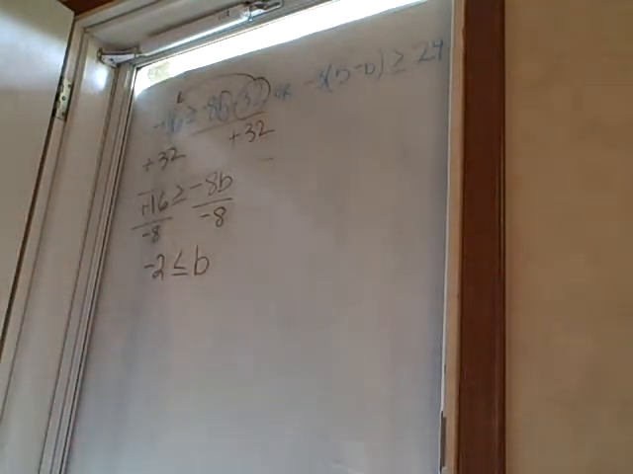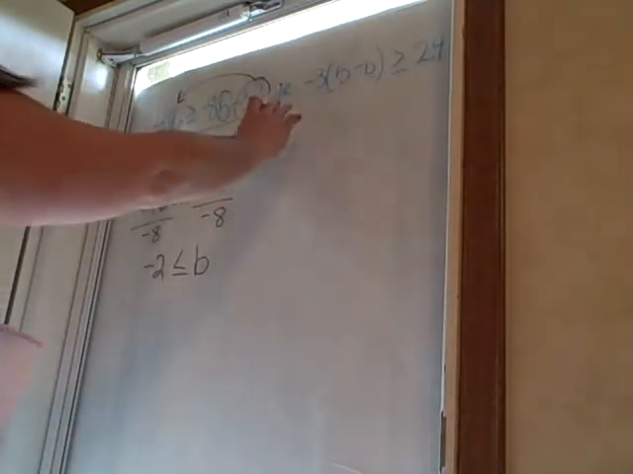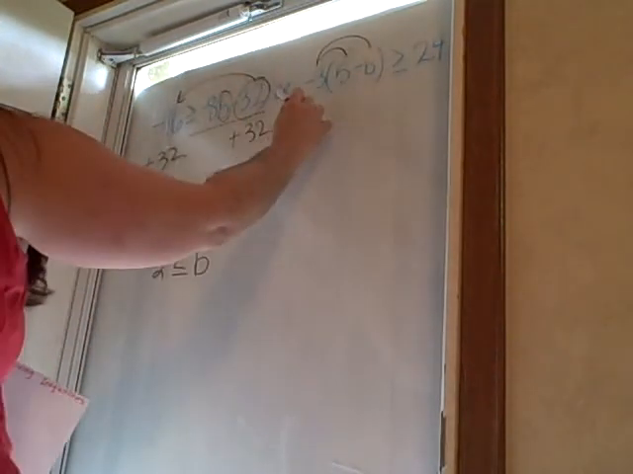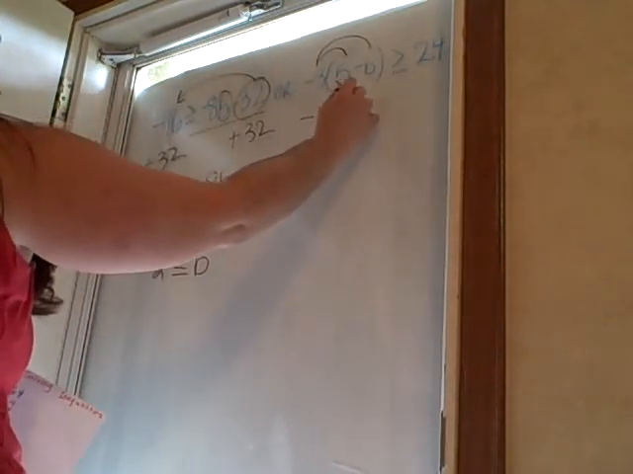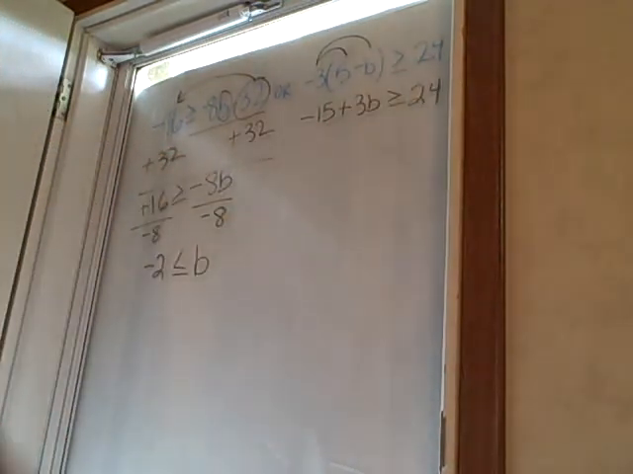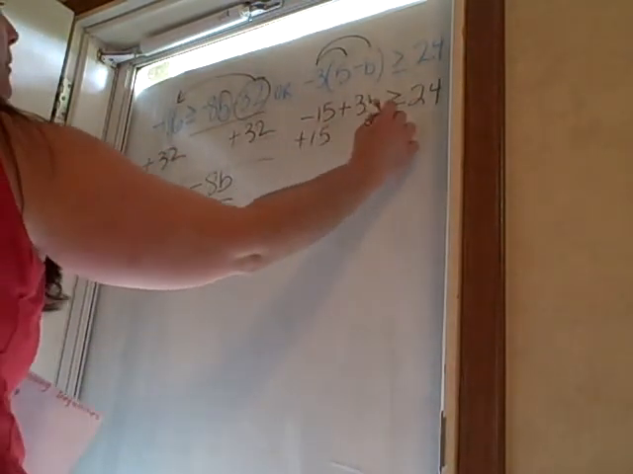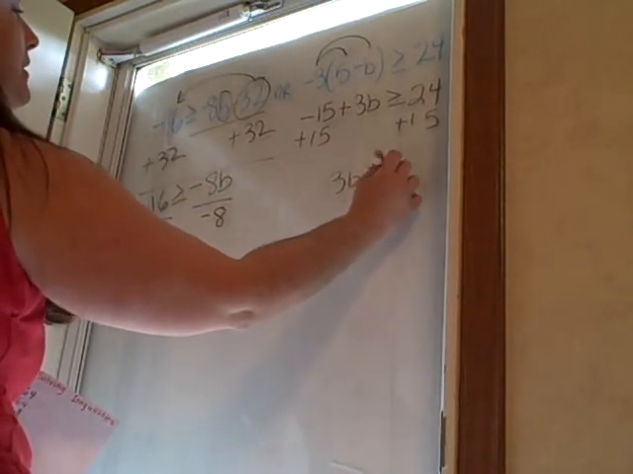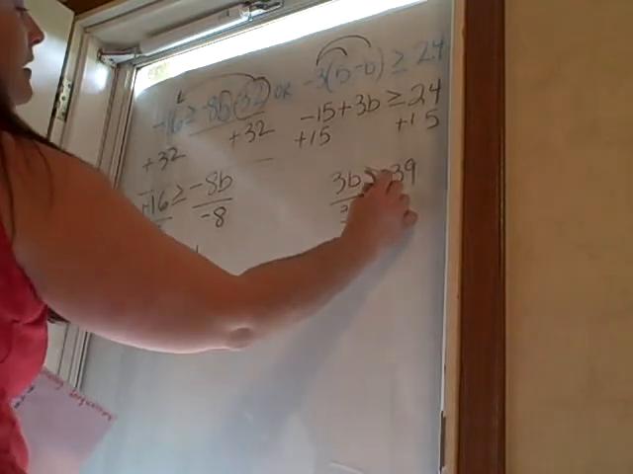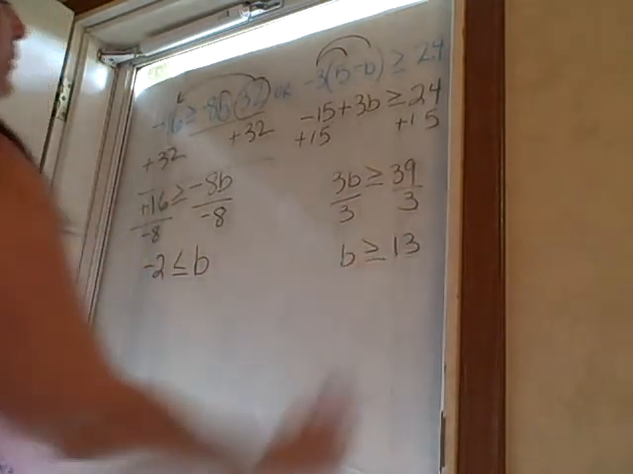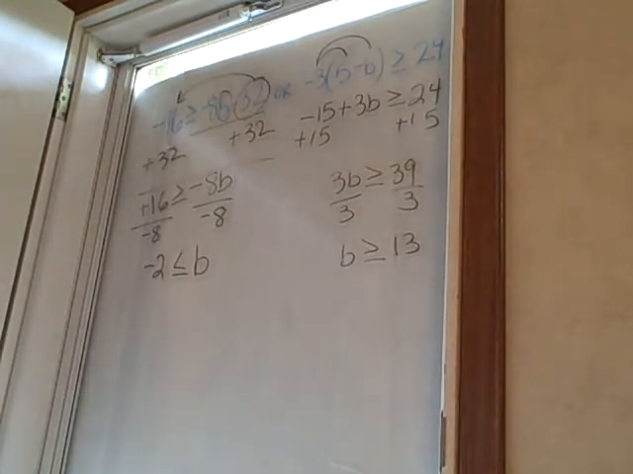I get -2 is less than or equal to b. I then get to work on solving the other side. First, distributing, to get -15 plus 3b greater than or equal to 24. I add 15 to both sides to get 3b is greater than or equal to 39. Last step is dividing both sides by 3 to get b is greater than or equal to 13.